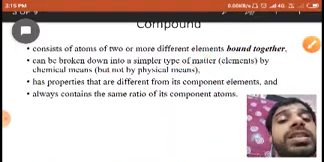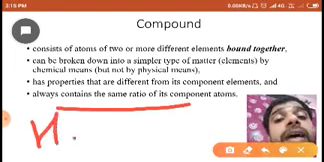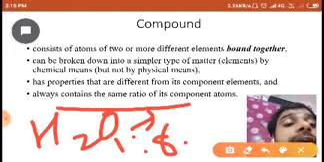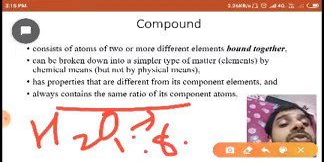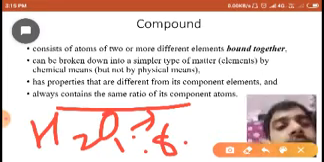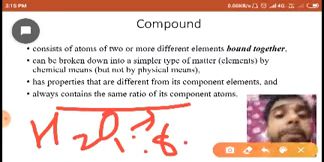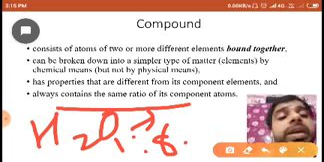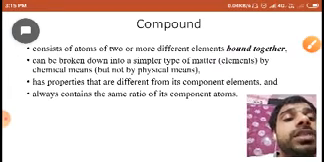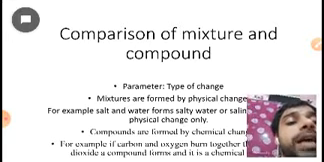Okay, a compound always contains the same ratio of its components. Now H2O, you know, is every time 1:8 by ratio. Yes, it always contains the same ratio, it cannot be hydrogen 2, oxygen 3. It cannot contain by mass like that. It has every time the 1:8 mass ratio. Then you can see the first comparison of mixture and compound on the basis of the parameter, types of changes.